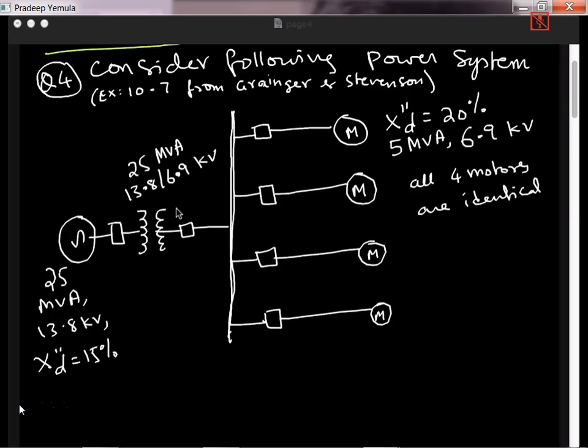With leakage reactance of 10%. So the leakage reactance is 10% for this particular transformer. Okay, that is also fine. The bus voltage at the motors is 6.9 kV when a three-phase fault occurs at point P. So this bus voltage V1 is equal to 6.9 kV. This is pre-fault, sorry, before the fault. So when I say 6.9 kV, I can designate that as 1 per unit.